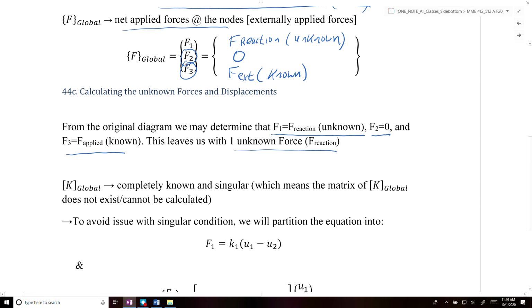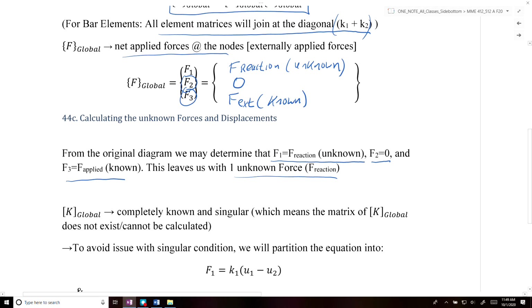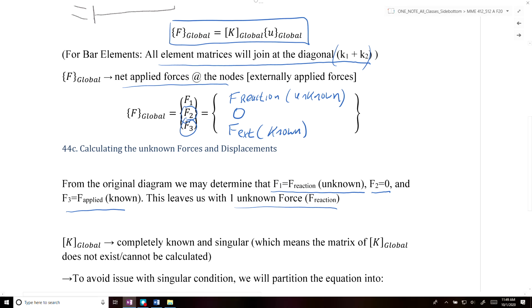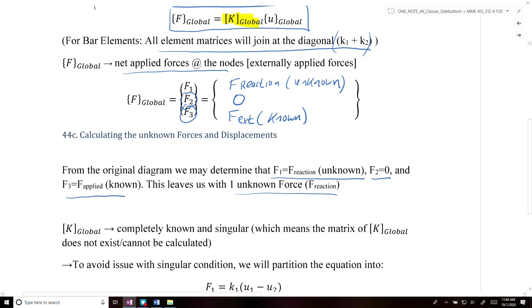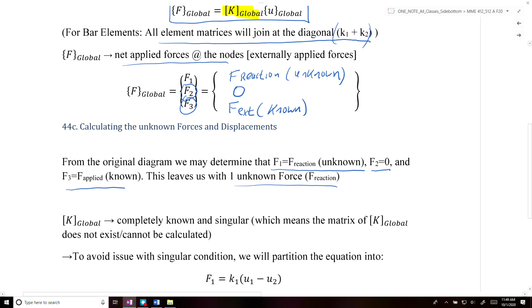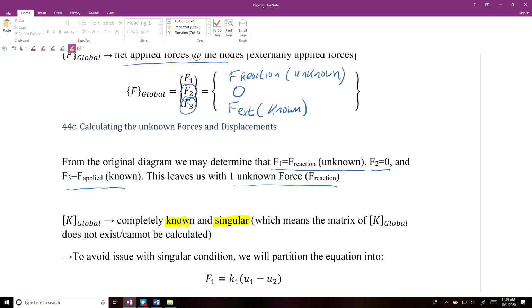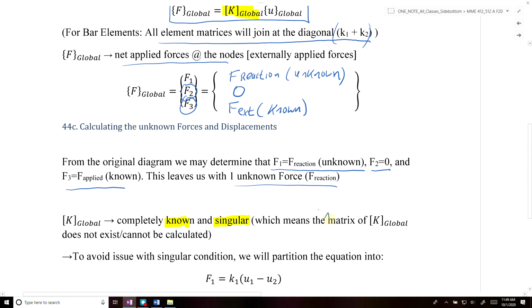Our global stiffness matrix here is a completely known matrix. However, it is always and will always be a singular matrix, which means that the inverse of K global does not exist and cannot be calculated. Sorry, there's a typo here. This should be the inverse matrix of K global does not exist.